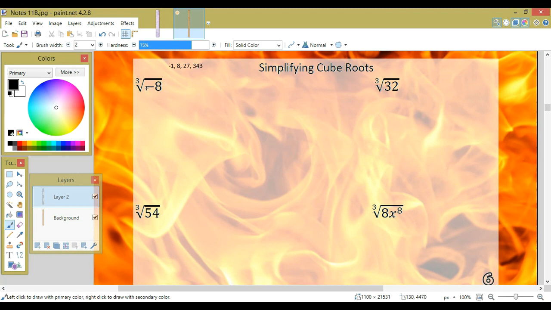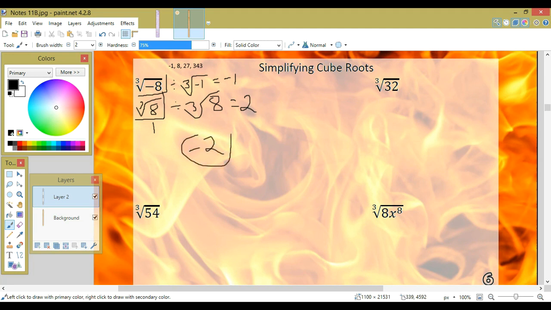Let's look at the first one, the cube root of negative 8. It has a negative, so we could take out a negative 1. Take out the cube root of negative 1. So now we have the cube root of 8. We can also take out an 8. We just get 1 right here. The cube root of negative 1 is negative 1, and the cube root of 8 is 2. Negative 1 times 2 is negative 2. So your simplified radical is negative 2.